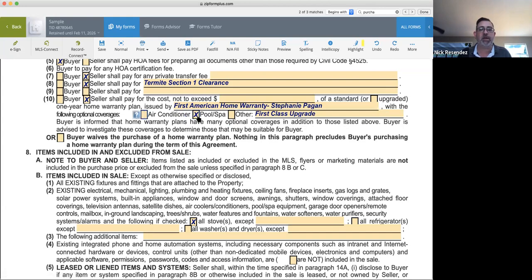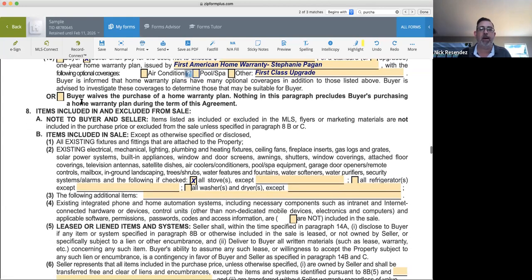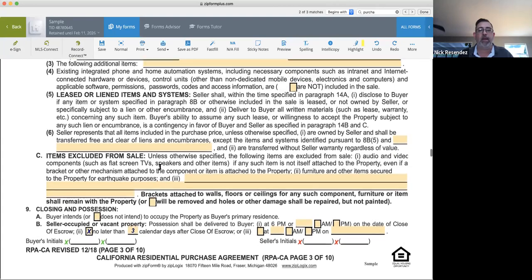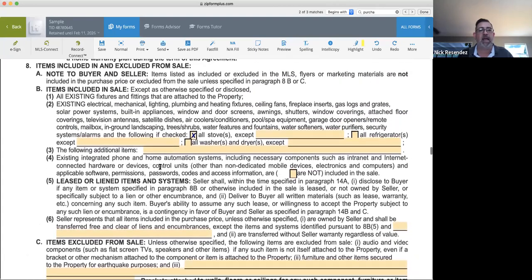And then there is a section here at the bottom that the buyer can waive the purchase of a home warranty. I don't know that you'd ever need to waive it, right? Even if you're not asking for one, but whatever. All right, let's go through paragraph 8. I think that'll be good enough to get us through the rest of today.